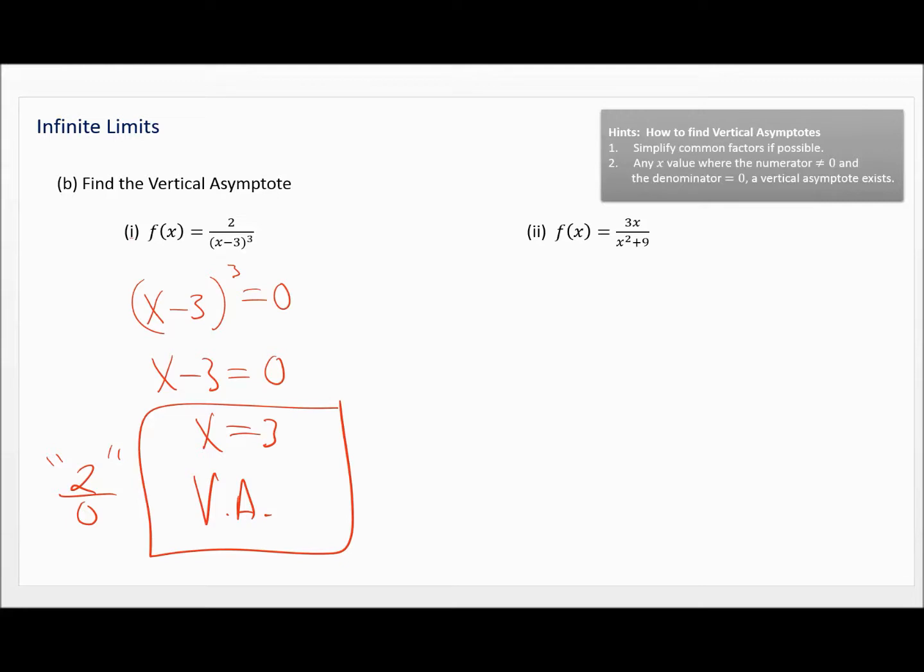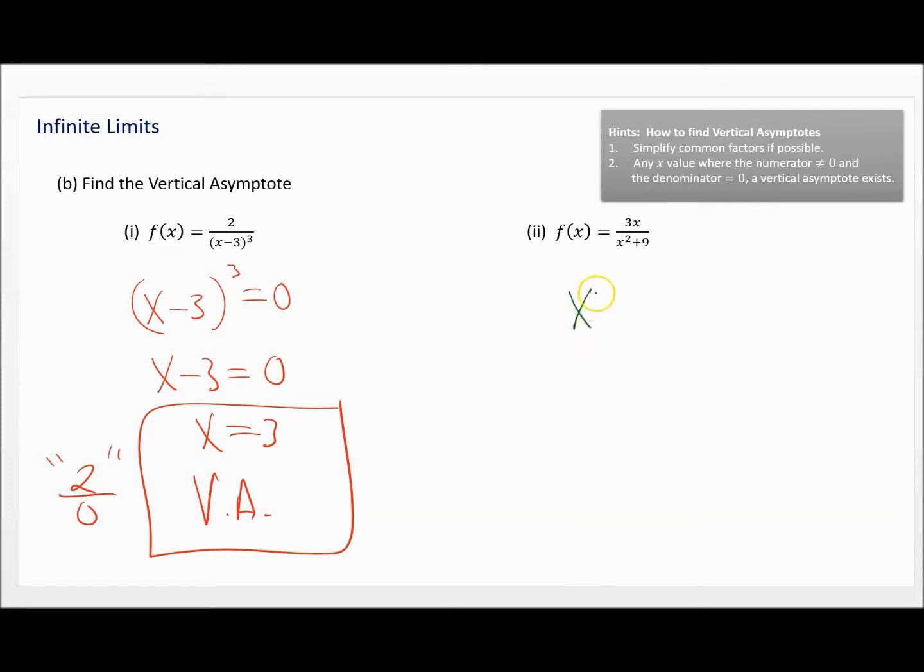So 3x over x squared plus 9. Now, does anything factor here? Can we simplify? Can we cancel this x and this x? Please don't say yes. You can't, right? Because you can't cancel part of addition or subtraction. X squared plus 9 doesn't factor either. Even if it did, it wouldn't cancel with the 3x. So we can't do anything like that.